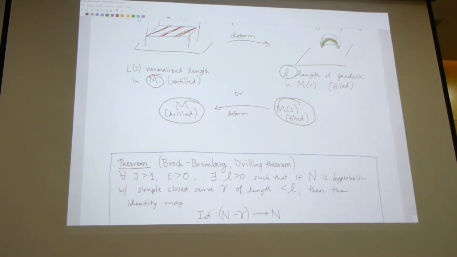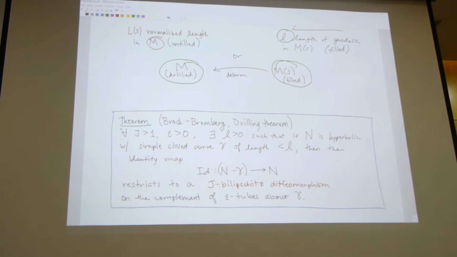All right, so the Brock-Bromberg drilling theorem. They proved, this is in the early 2000s, that for any J greater than 1 and any epsilon greater than 0, there exists some L, a length bound, such that if you have a hyperbolic 3-manifold with a simple closed geodesic gamma of length less than L, then when you drill this, the identity map gives you a J-bi-Lipschitz diffeomorphism on the complement of the epsilon tubes about this gamma. So in other words, let me say this slightly differently. They start with a filled manifold.